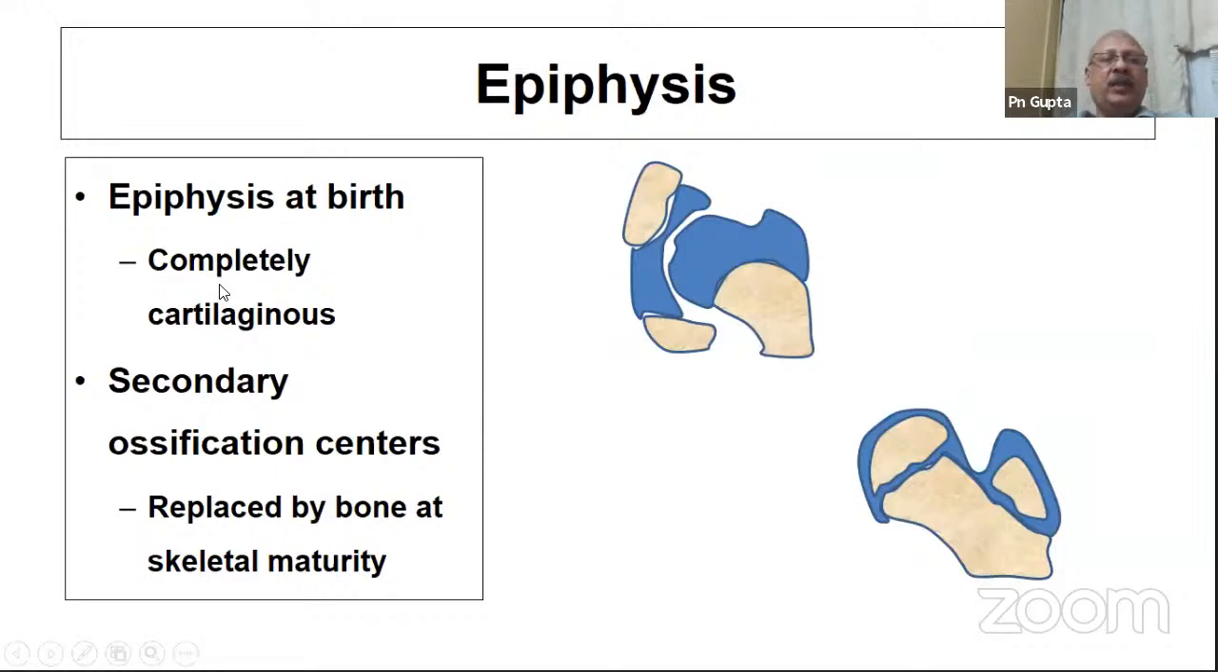Most of the epiphyses at birth are completely cartilaginous. As you see, this proximal femoral epiphysis is completely cartilaginous. Secondary ossification centers appear at various ages during childhood, and these are replaced by bone at skeletal maturity. This is one secondary ossification center of the proximal femur, which usually appears around 6 to 8 months of age, and eventually fuses with the main femoral neck.